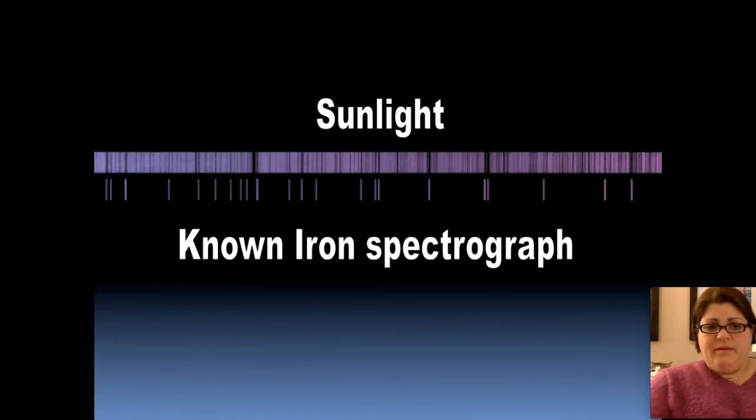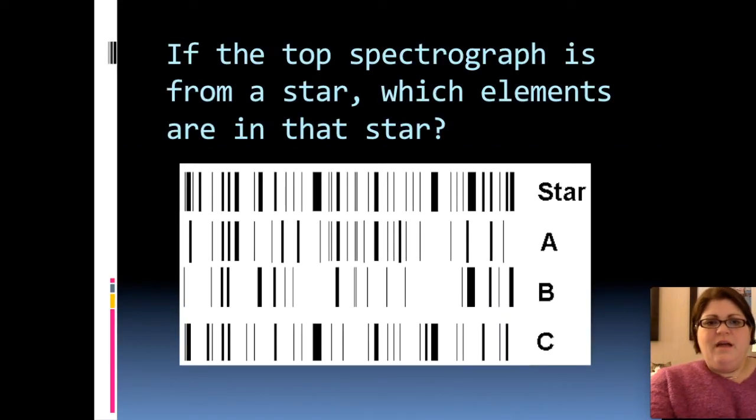If we take a look at this example, really simplified, the top image is the pattern that we're observing from the star. And if we look, A, B, and C represent different elements that might be in the star. Take a moment and see if you can figure out which of these elements is in the star. If you guessed B, you are correct.